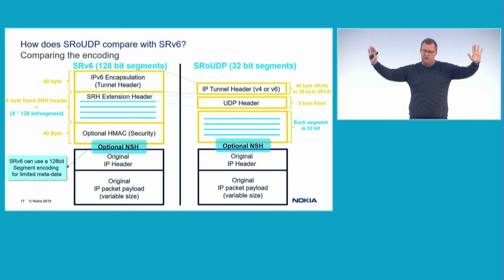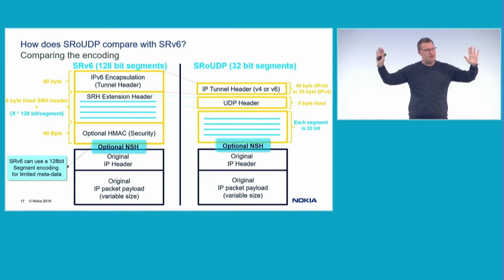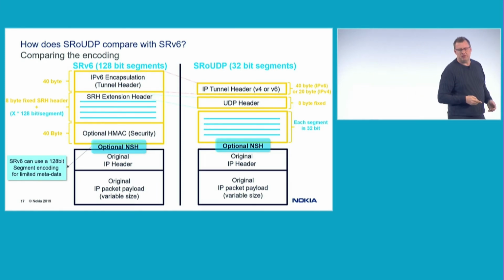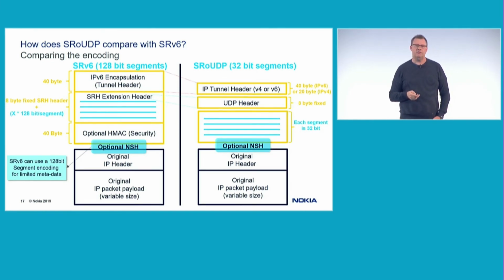Same size approximately. For the SRH extension header, which is going to be 8 bytes for SRv6, we're going to have an 8-byte UDP header. And then we're going to have our 128-bit segments underneath it, and then we have our optional NSH header.